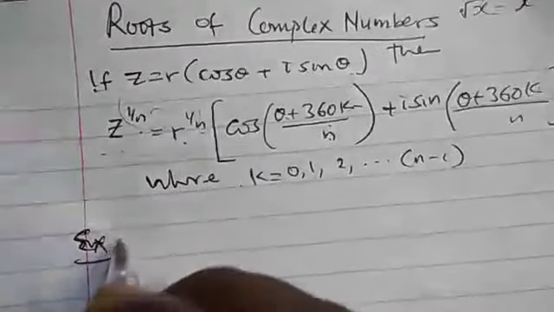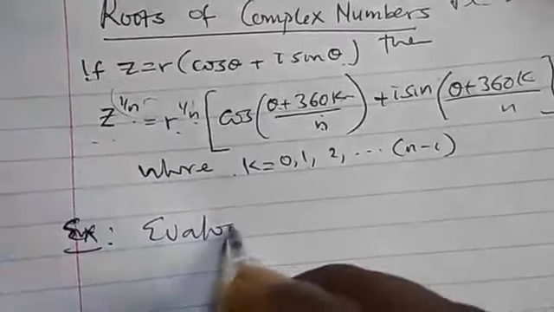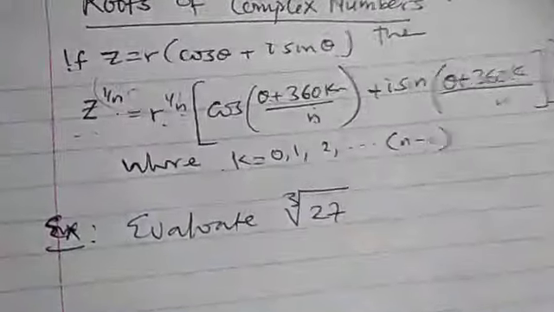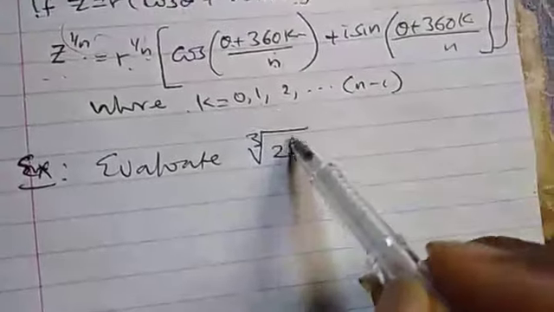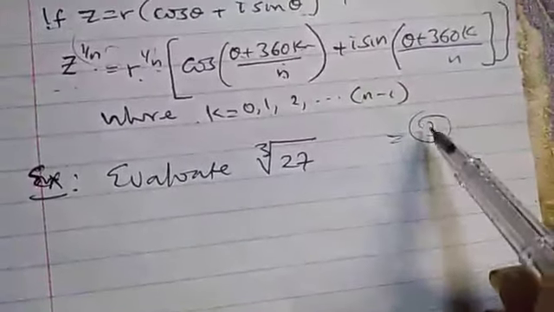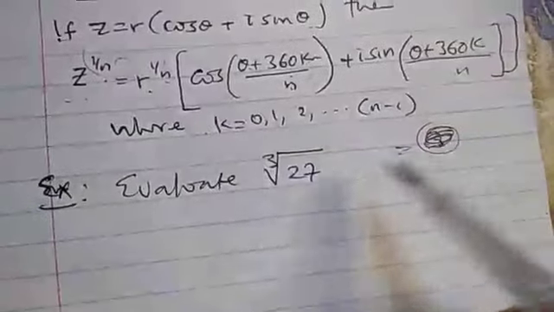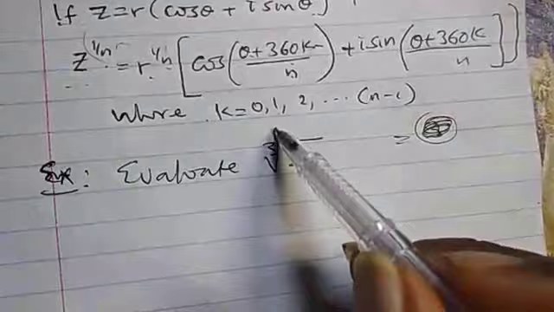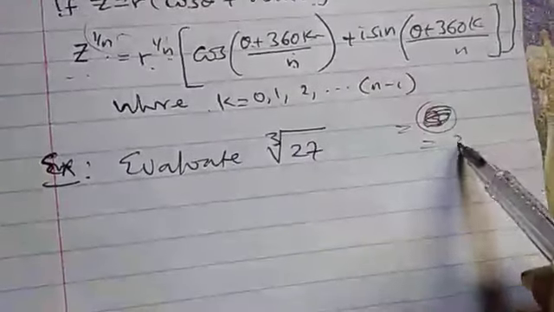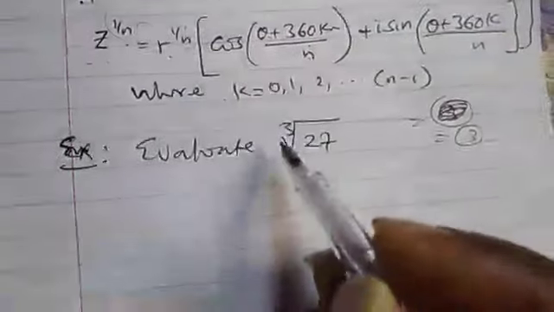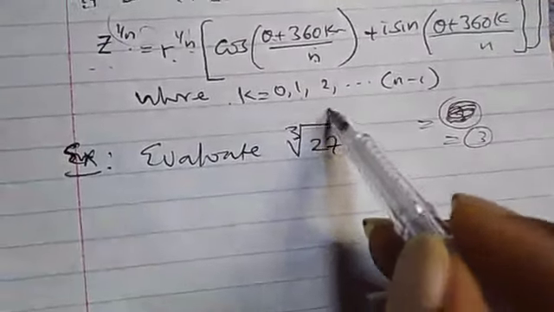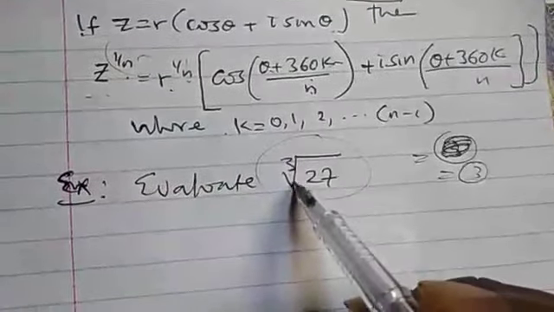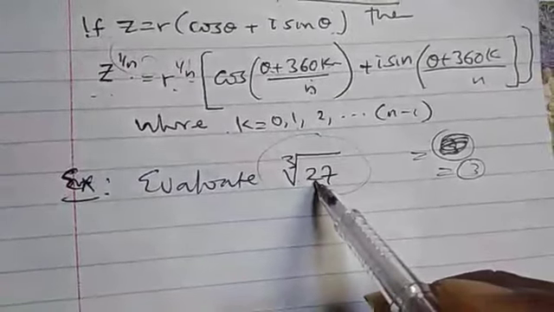Now let's take an example. Let's evaluate this. We want to evaluate the cube root of 27. Remember that normally the cube root of 27 is 3. This is one of the advantages of complex numbers over real numbers. Real numbers will just tell you that the answer is 3. But complex numbers will say that since it's a cube root, we must have at least 3 values that, if you cube them, will give you 27.